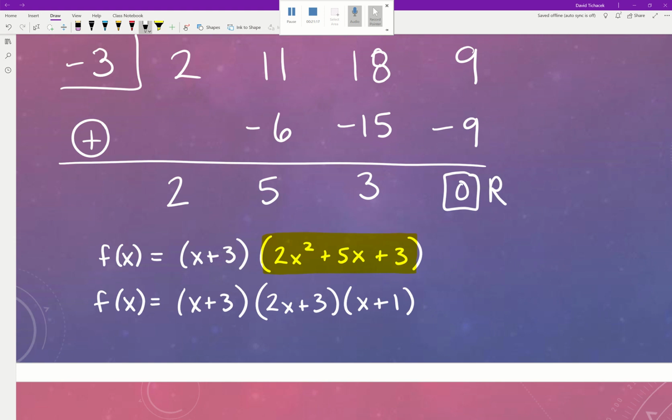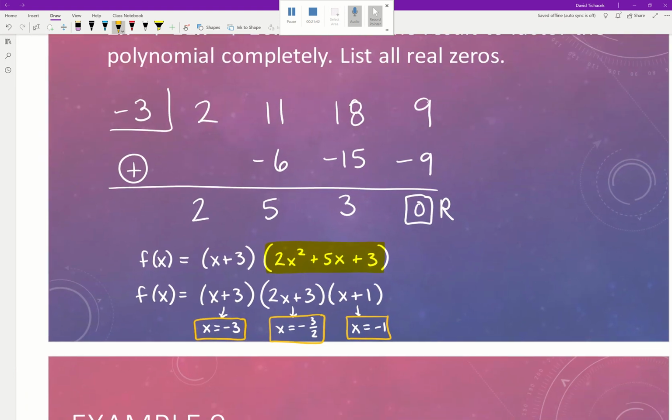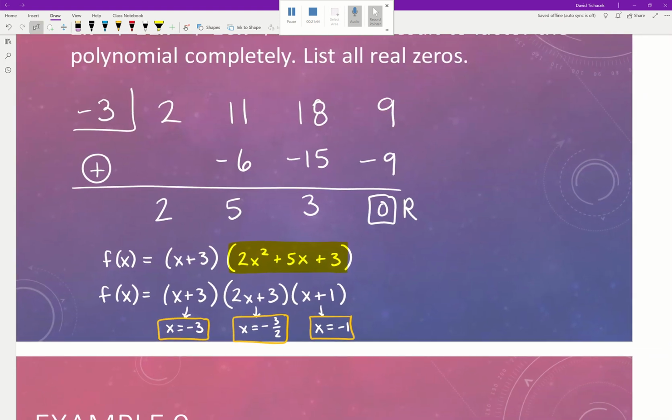So the complete factorization that we end up with is right here, in which case, remember that these have zeros associated with them. If we were to set each one of these equal to 0 and solve, in this first case we would get x is equal to -3. That's something that we started with in the problem, so that's pretty good. But we also get zeros of -3 over 2, and x is equal to -1. So these are the 3 zeros that we should be ending up with in this process. And that makes sense because the degree of our polynomial originally was 3, so it makes sense that we end up with 3 different zeros.